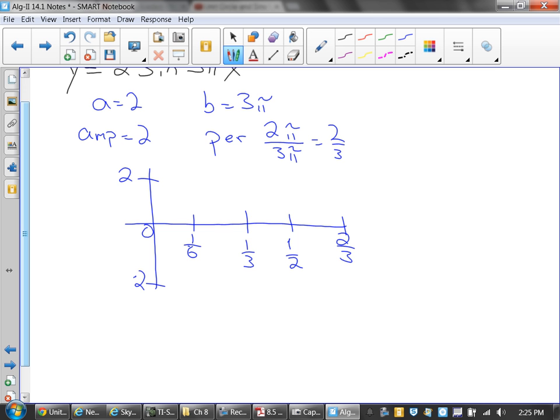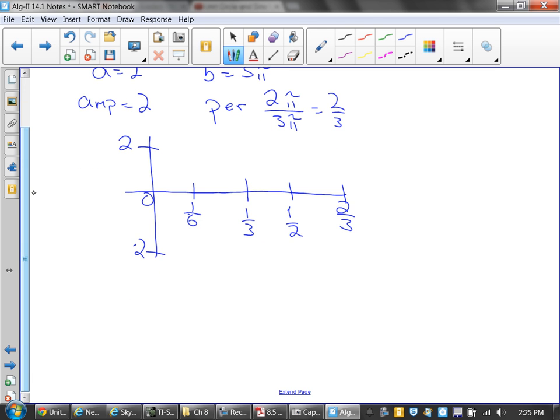So again, this was a sine graph. Sine starts at 0, goes to your A value, 0, opposite of A value, 0. And there's your curve. Okay. Again, hopefully not frightening.